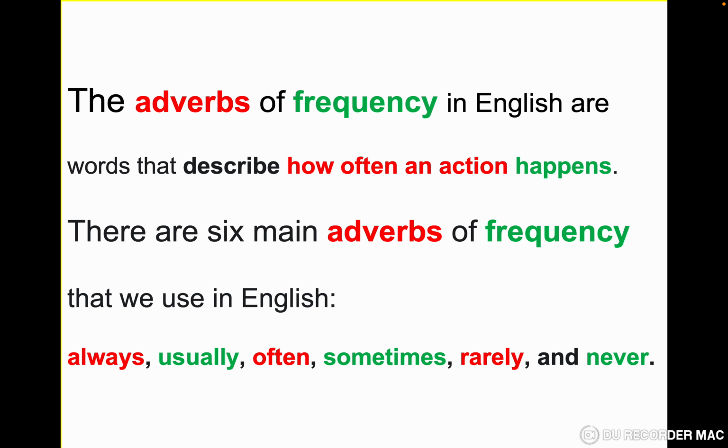So the first adverb of frequency is always. The second one is usually. It's very difficult for students to pronounce this word. And the first one also, it's not "always", it's always. And the second one, usually.